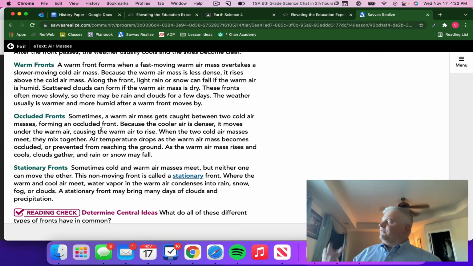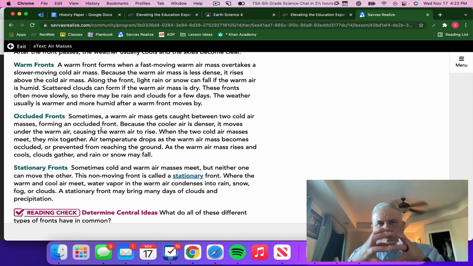Anytime we have a very cloudy day, a lot of fog, a lot of times it's because of a stationary front where two air masses are wedged in this epic battle between the two. So a stationary front may bring many days of clouds and precipitation. Not always, but anytime you have a cloudy 3, 4, 5 days, that's typically because of a stationary front. So it's kind of cool.